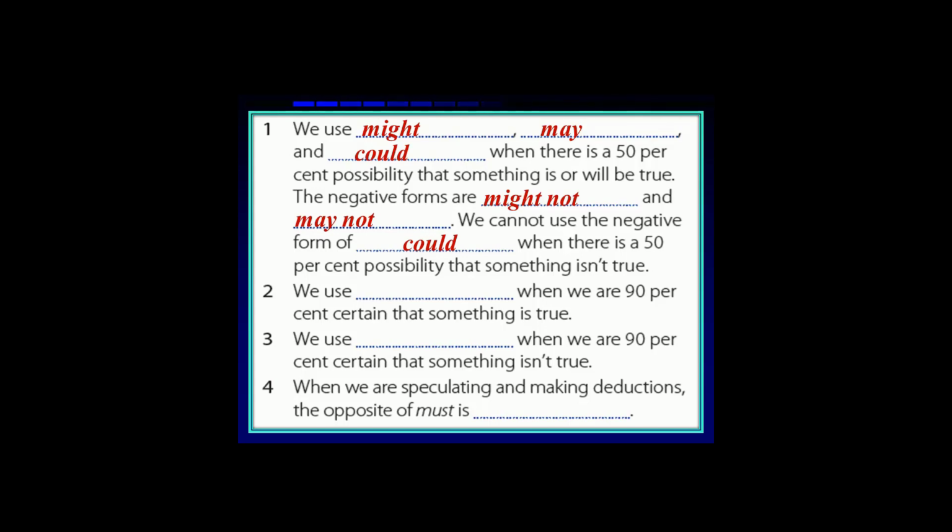Two, we use blank when we are 90% certain that something is true. If we are 90% certain that something is true, we use must. We use blank when we are 90% certain that something isn't true. We use what? Can't. When we are speculating and making deductions, the opposite of must is can't. And of course, you should know that if we are 100% sure of anything, we do not use any modal verb.